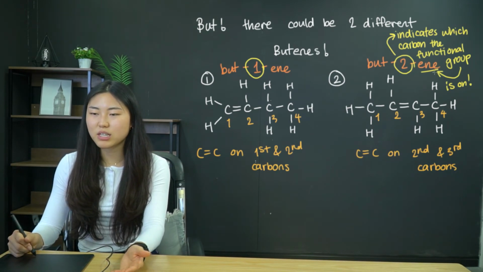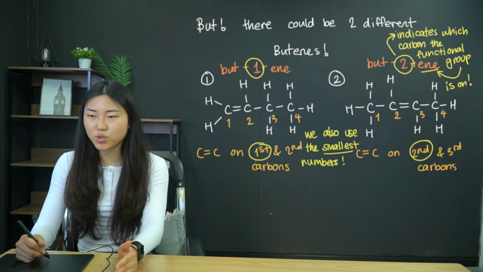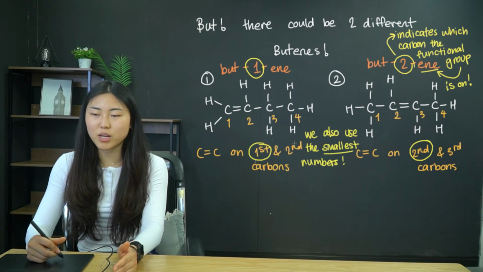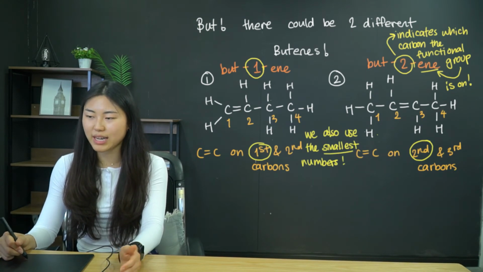I hope that was clear. And yeah, we also use the smallest numbers possible. So we don't call it but-2-ene when we have the double bond on the first carbon as well. Over here, the carbon-carbon double bond is on the second and third.